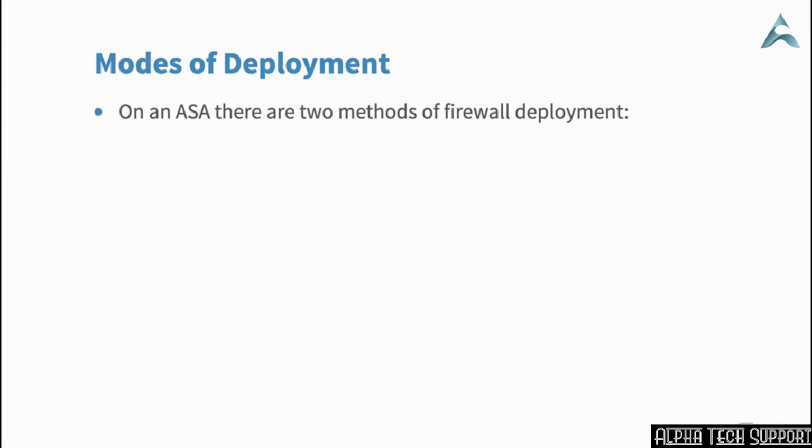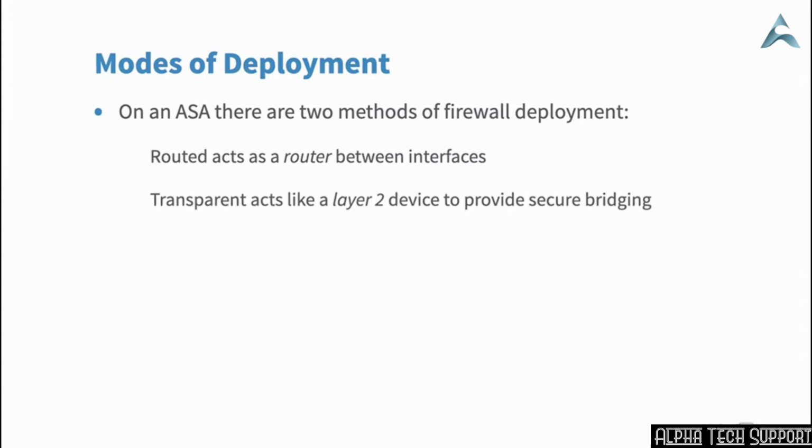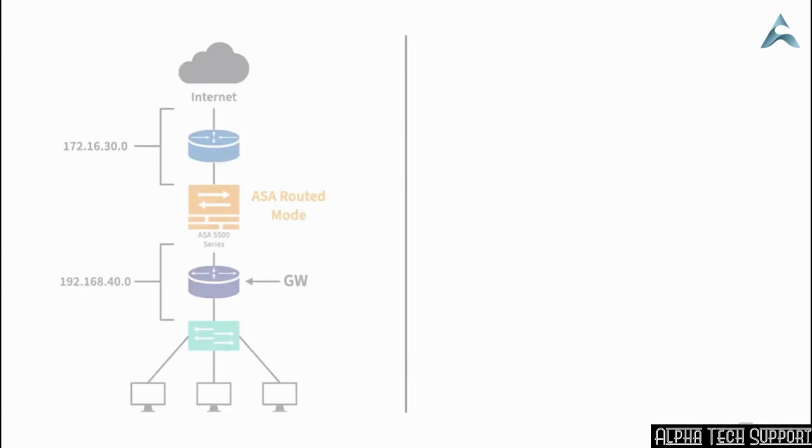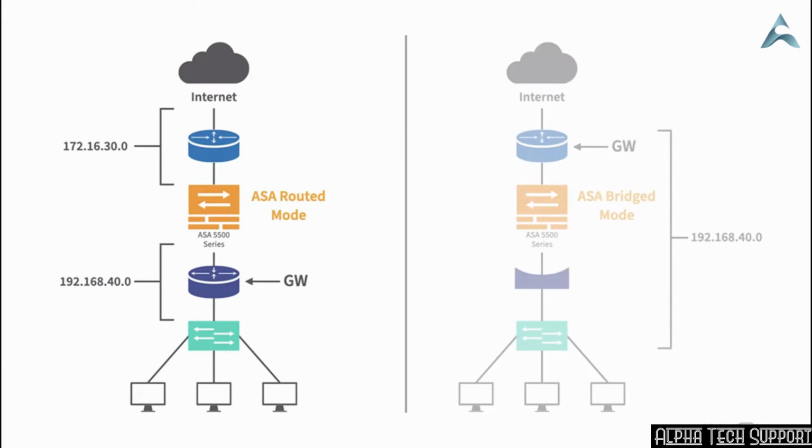On an adaptive security appliance, there are two methods of firewall deployment: routed, which acts as a router between interfaces, and transparent, which acts as a layer 2 device to provide secure bridging. How you deploy the ASA will depend on the network requirements. Here on the left we see routed mode, and here on the right we see bridged mode.